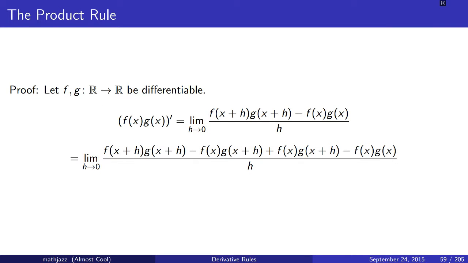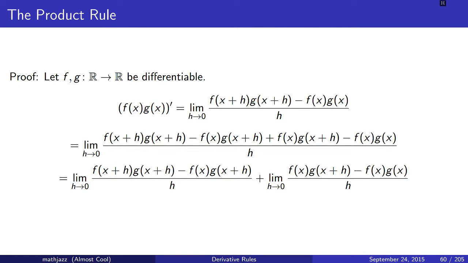We introduce two new terms to the top of the fraction. They are negative f of x times g of x plus h and positive f of x times g of x plus h. These two things are equal and have opposite signs, so they cancel each other. We're just adding 0 to something, or that is, we're adding 0 to the definition of derivative. We don't change it. This line is equal to the previous. But adding these two terms that add to 0 allow us to break the fraction into two pieces and factor like so.